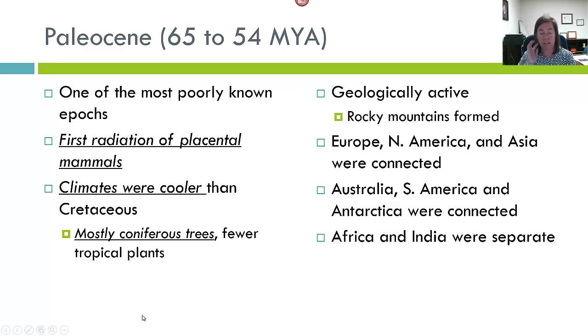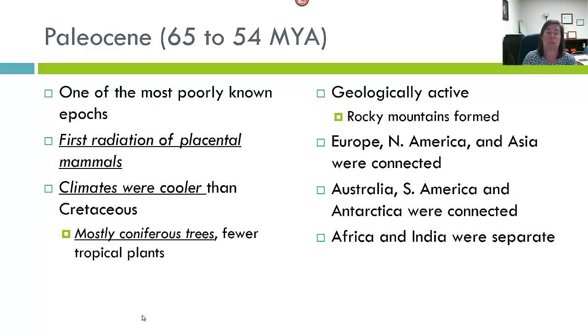The first epoch of the Cenozoic that I want to mention is the Paleocene. The Paleocene is from 65 to 54 million years ago. It is probably one of the most poorly known epochs. This is not because we don't have a lot of geological samples from this time period, but rather we don't have a lot of non-human primate samples from this geological epoch.